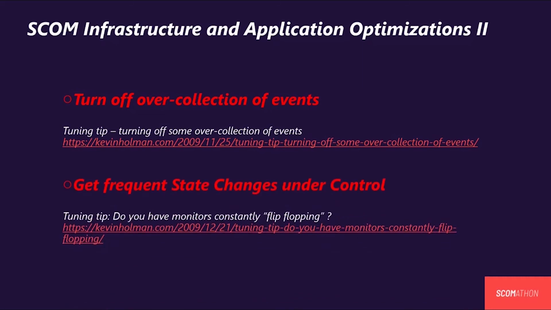A large amount of data is being inserted into the operations database from agents about monitors that are constantly changing state. Those frequent state changes need to be identified and disabled. Often you might have no idea that this is happening to you because the alerts disappear so fast that you can never see them. This particular article explains in great detail how to find out which monitors are flip-flopping and how to disable them.